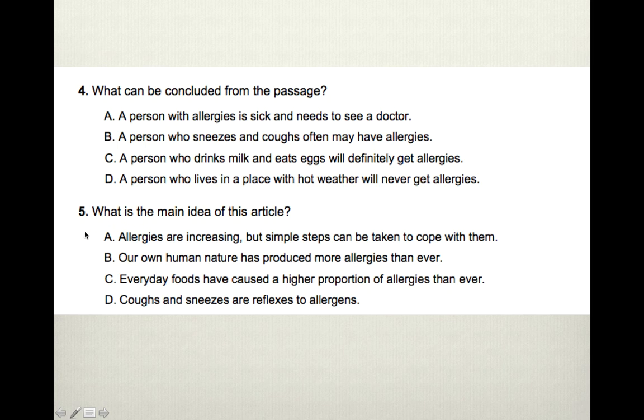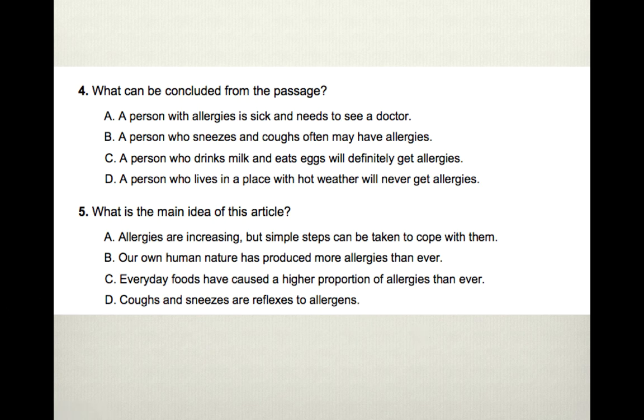Pick your answer. Number 5, what is the main idea of this article? Is it A, allergies are increasing, but simple steps can be taken to cope with them? B, our own human nature has produced more allergies than ever? C, everyday foods have caused a higher proportion of allergies than ever? Or D, coughs and sneezes are reflexes to allergens? Is that what the text was mostly about?